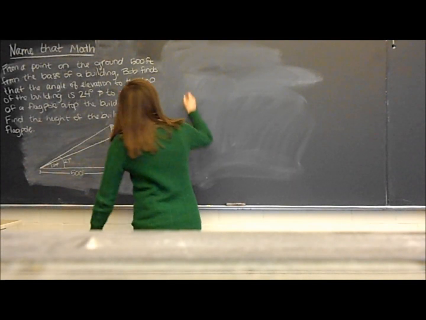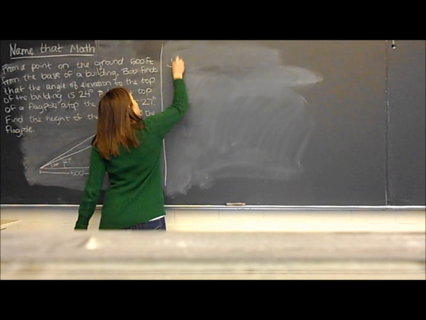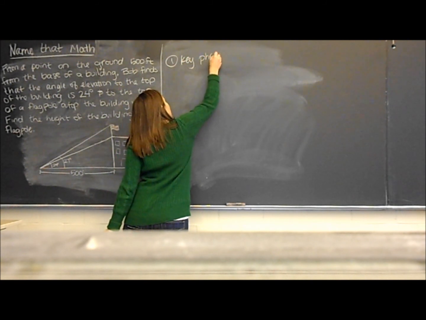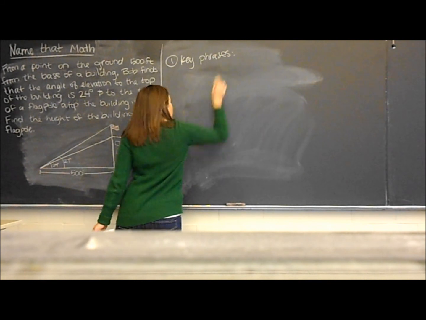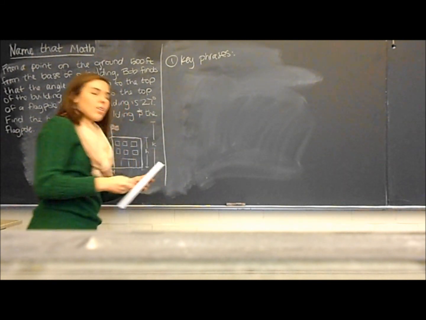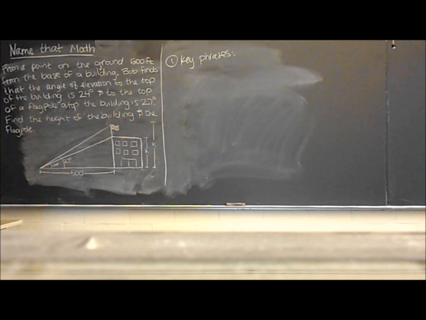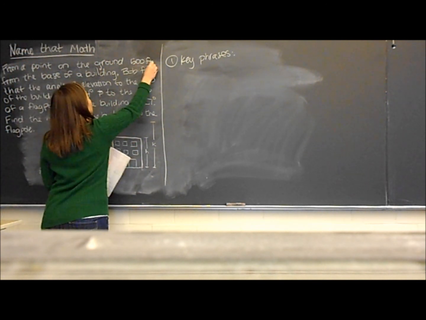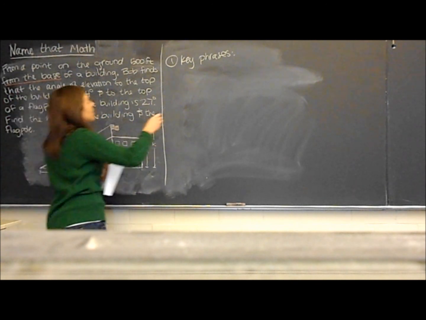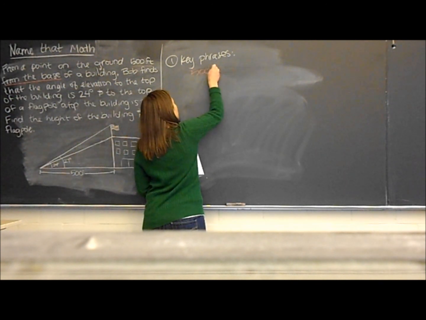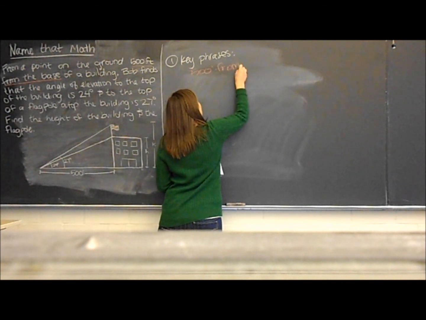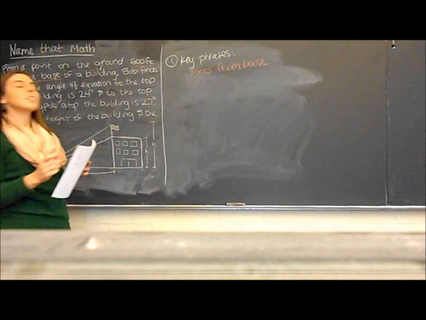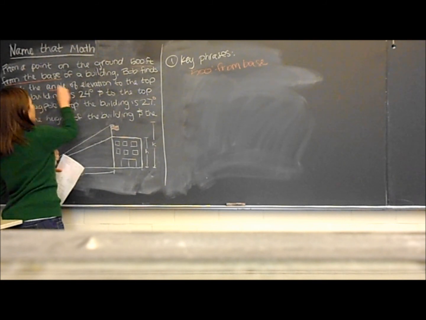So the first thing we want to look at, we want to identify our key phrases. Who can tell me what some of the key phrases we want to look for are? Yeah, go ahead. 500 feet from the base. Okay, 500 feet from the base. What else? Angle of elevation. Sure.